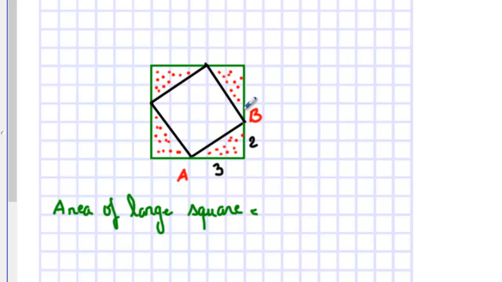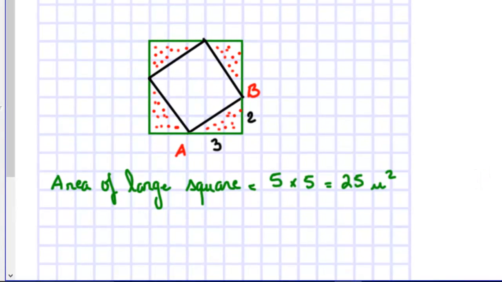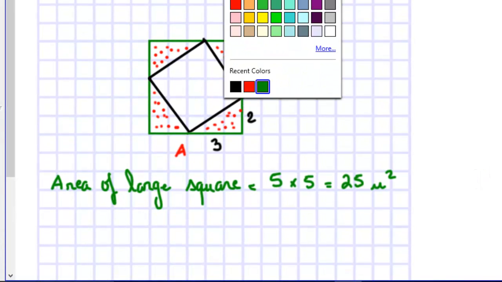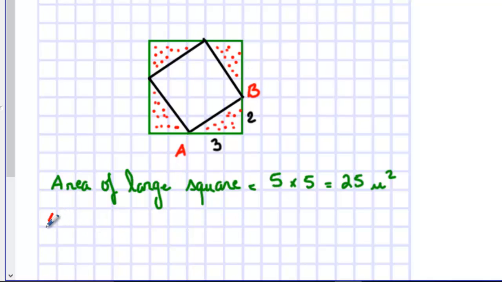We know it's 3 and 2, that means 5 by 5. That means the area is 5 by 5, which is 25 unit square. I got the area of the large green square. Now let's find, in red, the area of each triangle.